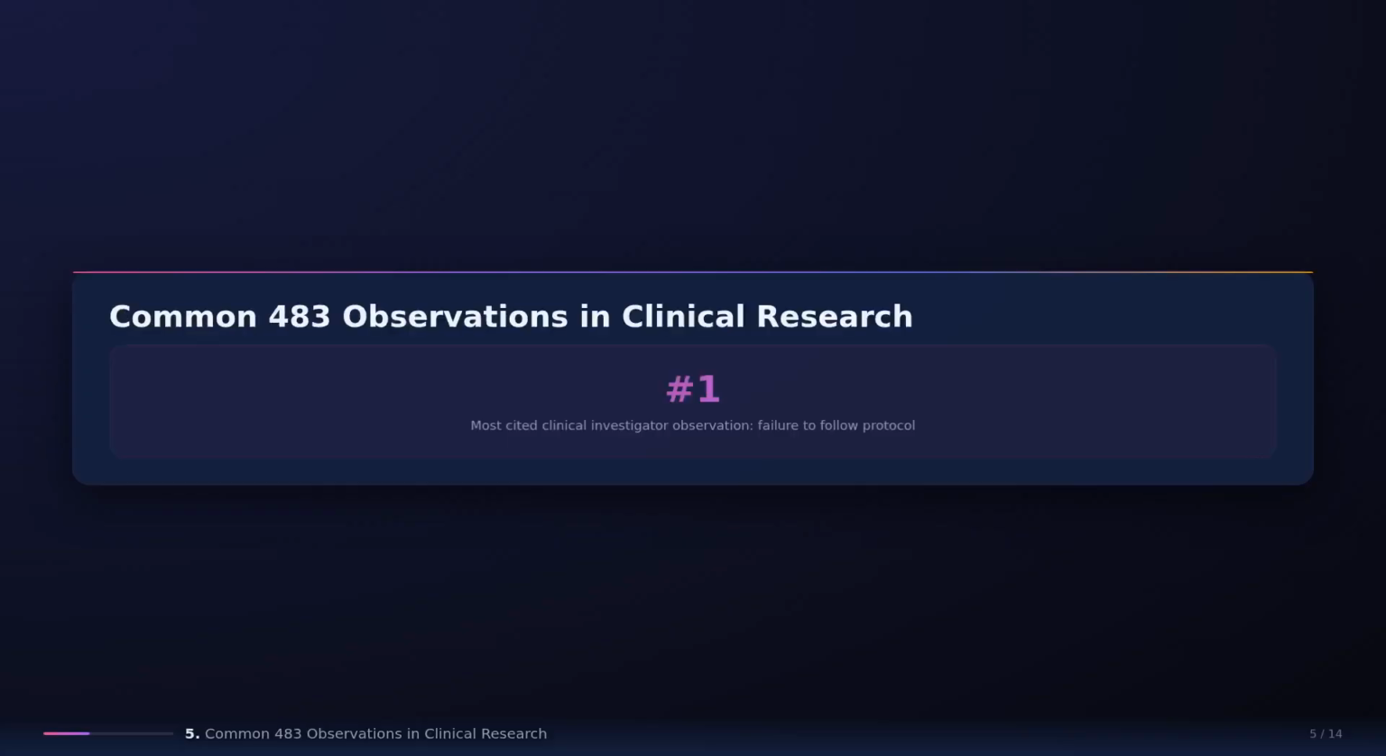The most common 483 observations in clinical investigator inspections include failure to follow the investigational plan or protocol, inadequate and inaccurate record keeping, failure to obtain proper informed consent, and problems with adverse event reporting. Other frequent findings include failure to maintain accurate case history records, inadequate drug accountability, and deviations related to IRB approval. Understanding these common pitfalls helps sites proactively address their most frequent compliance risks before an FDA inspection occurs.